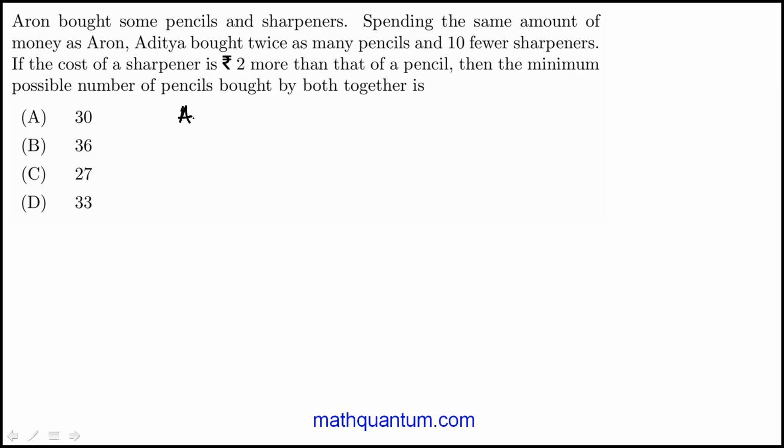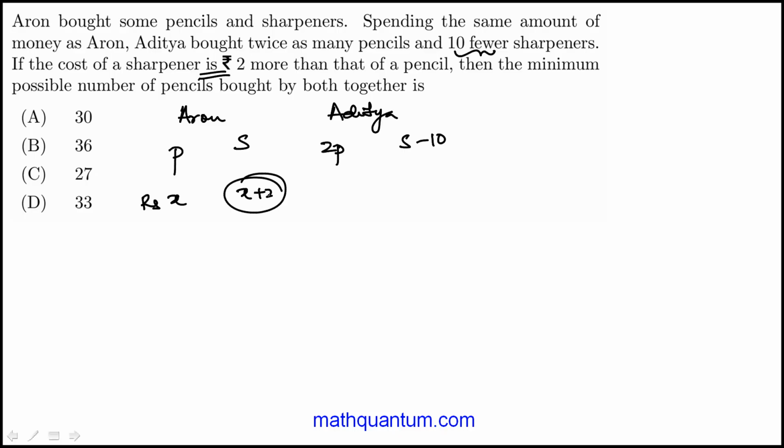So here, let's say in case of Aron, he bought P number of pencils and S sharpeners. Then we have the case of Aditya, which is that he bought twice as many pencils, so 2P, and 10 fewer sharpeners, so S minus 10. Now, they give us this relationship between the cost of a pencil and the sharpener. So if the pencil costs X rupees, then the sharpener would be X plus 2.